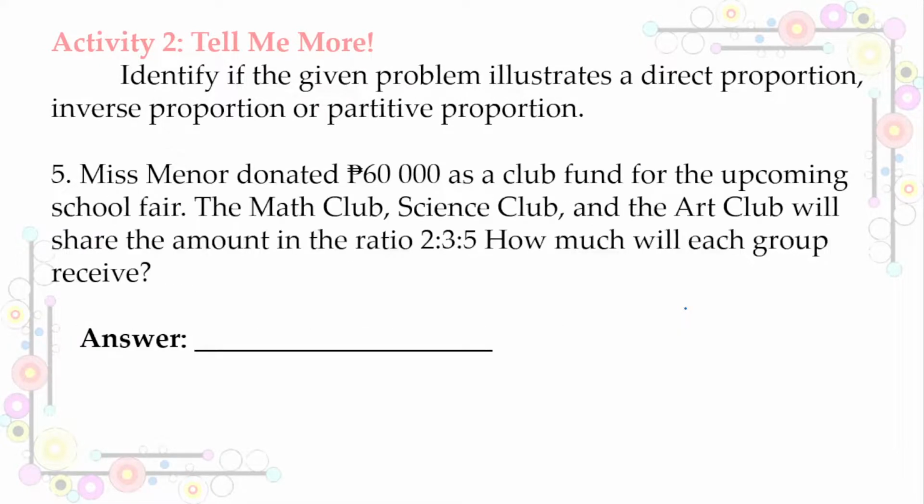Okay? So for the last number, Miss Menor donated 60,000 as a club fund for the upcoming school fair. So the math club, the science club, and the art club will share the amount in the ratio of 2:3:5. How much will each group receive? So as you can see, it is divided into a ratio of 2:3:5. So it is a partitive proportion. Ayan. So if you get all of them correctly, meaning naintindihan po ang kinds of proportion.